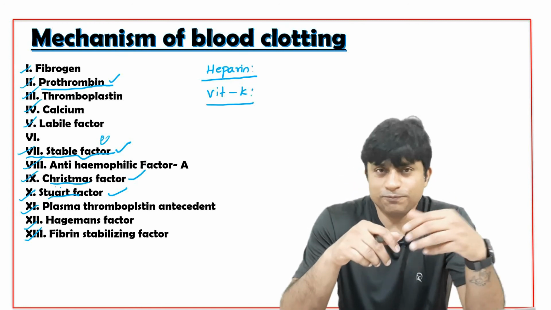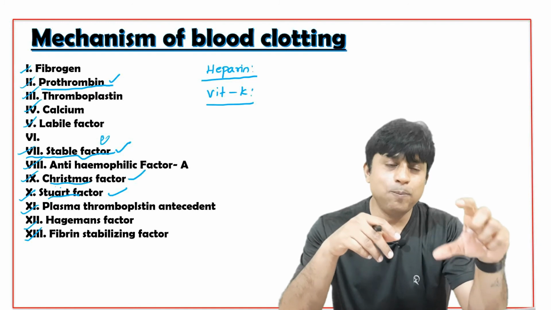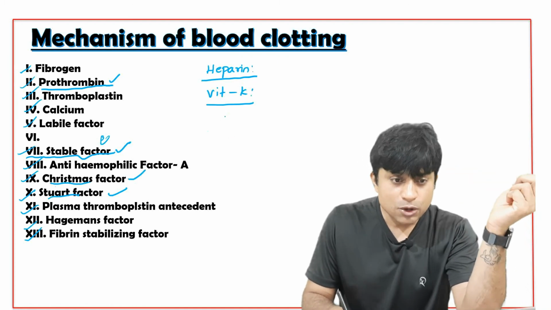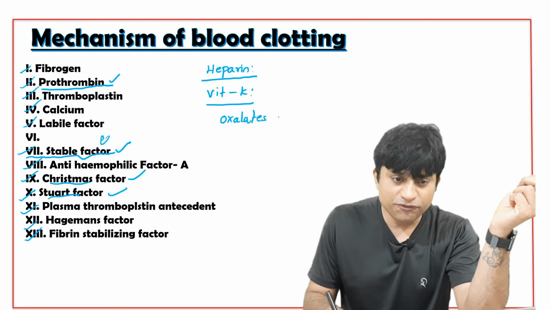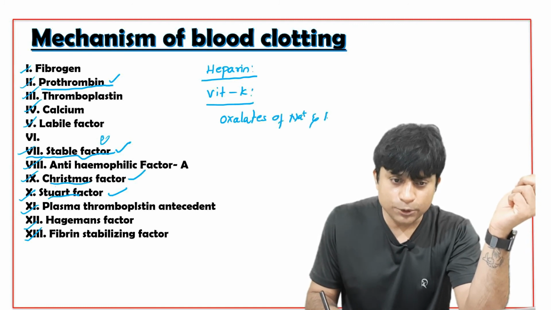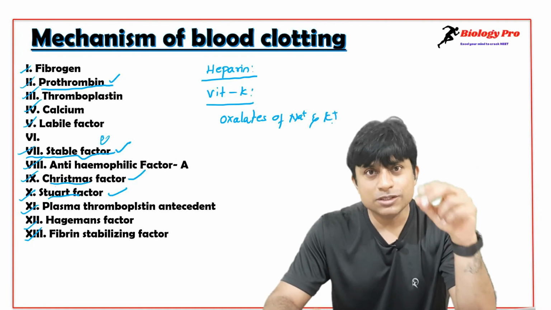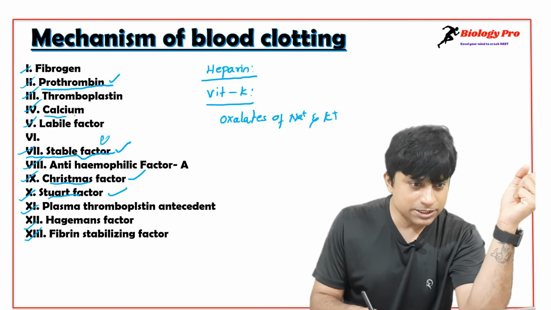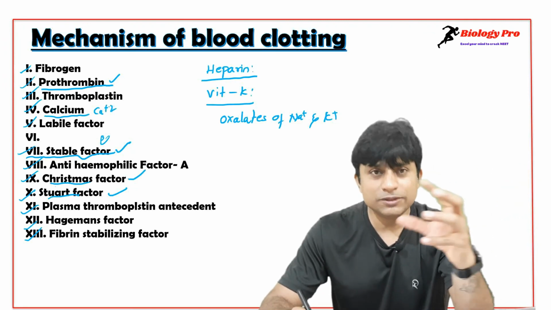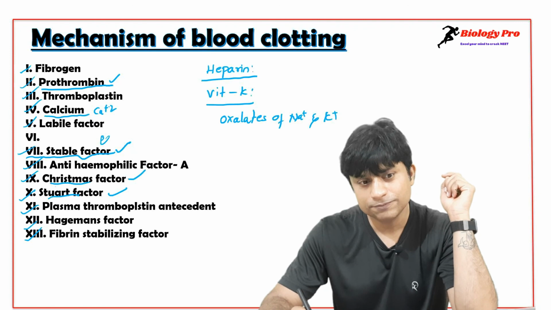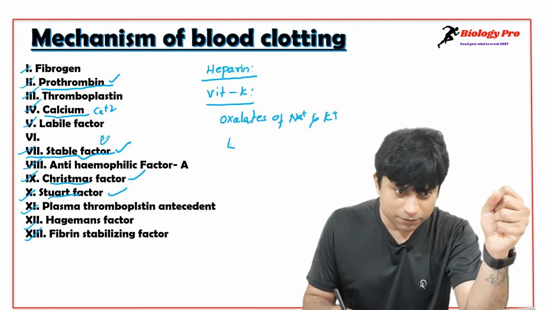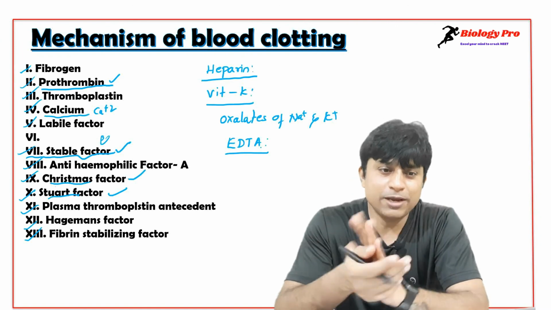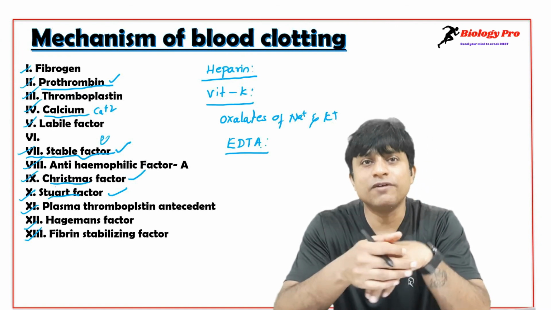Fine. Next, one more question that students will get every time: how is blood prevented from clotting in blood banks when we collect the blood? There we add oxalates of sodium and potassium. What is the role of this? These oxalates of sodium and potassium act as calcium ion removers, because we have discussed that calcium plays a major role in blood clotting. So they act as calcium ion removers and prevent clotting of the blood. Also in blood banks, blood is stored by adding EDTA, ethylenediaminetetraacetate. This also acts as a calcium ion remover. As a result, the process of clotting is prevented.